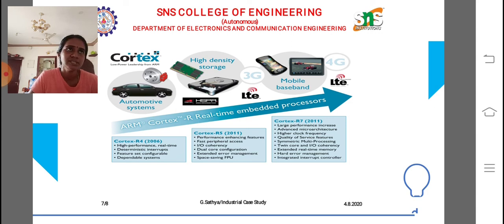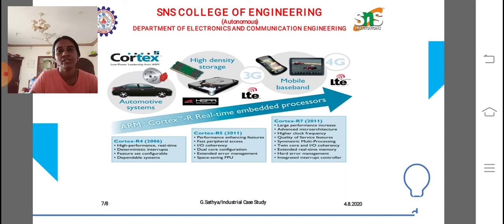And the Cortex R7 series has large performance increases, advanced micro architecture, higher clock frequency, quality of service features, symmetric multi-processing, twin core and IO coherency, extended real-time memory, hard error management, and an integrated interrupt controller. Based on this large performance increase, it is mainly used in mobile baseband communication.